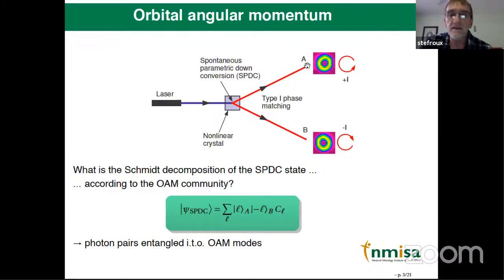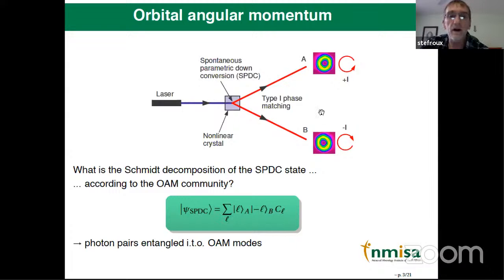In this case, if you focus only on the individual photons that are down converted, and you look at the modes, you will see that assuming that the incoming photon has 0 orbital angular momentum, the orbital angular momentum of the 2 down converted photons would be opposite. So the Schmidt decomposition for the OAM community would be represented as the opposite orbital angular momentum modes.